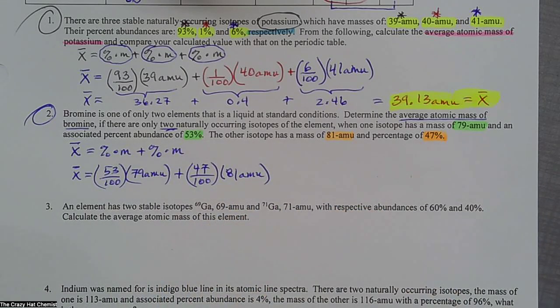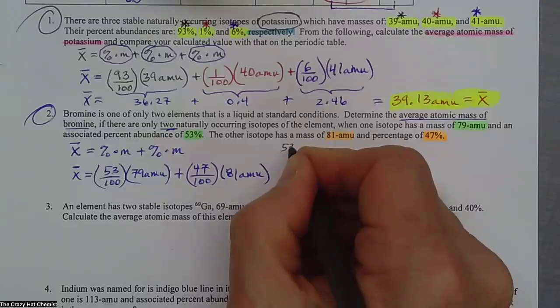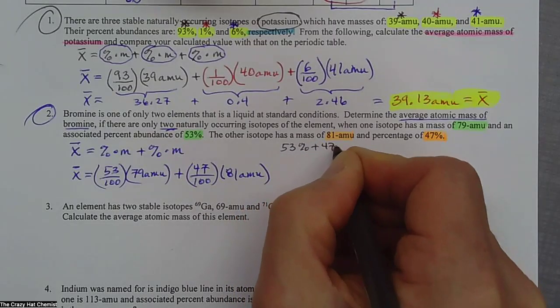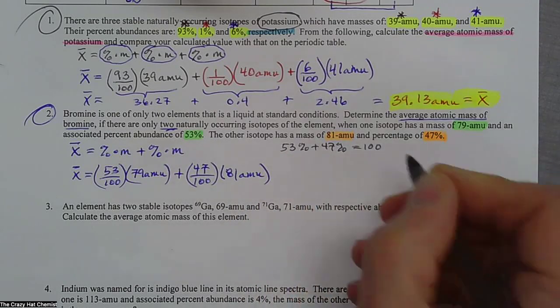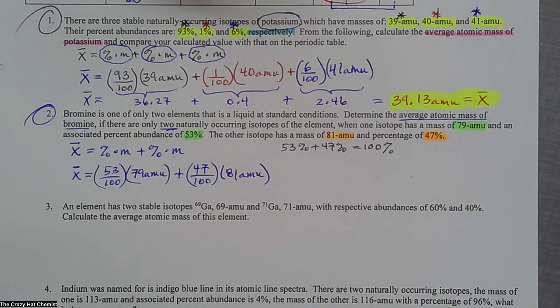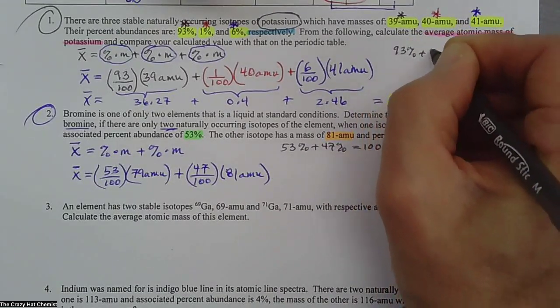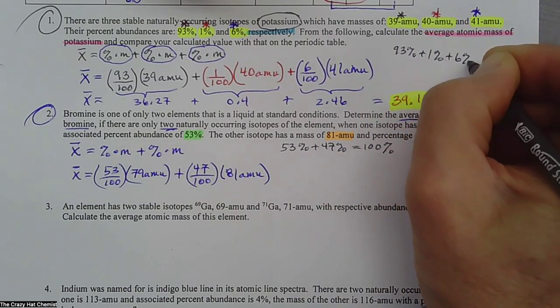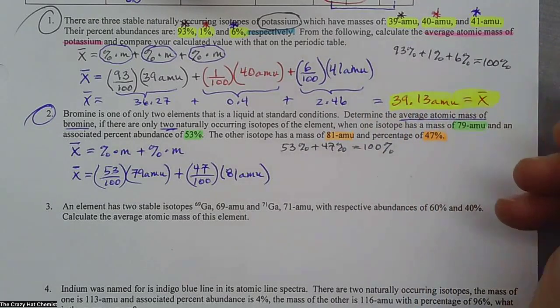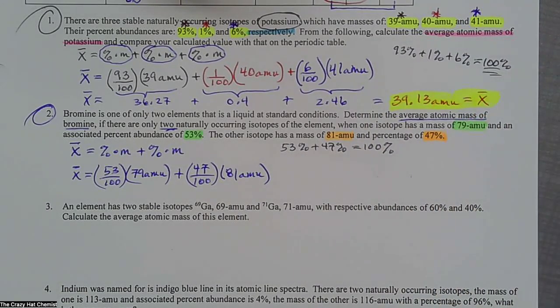Now, one thing we want to look at here is that the 53% plus the 47% is equal to 100%. That means I have all the isotopes available to me. Just like in the last problem, I had 93% plus 1% plus 6%, which is also equal to 100%. You can't have more, you can't have less, you must have a total of all the isotopes. That's 100%. Now we're going to do the little bit of math associated with this one.